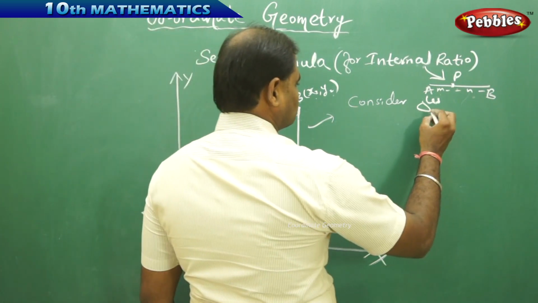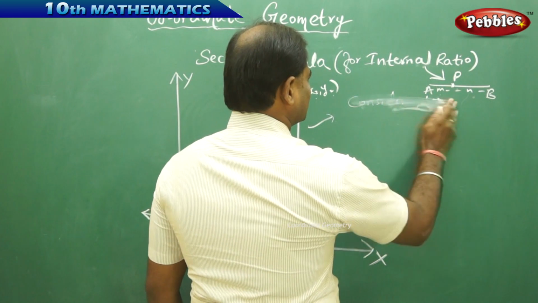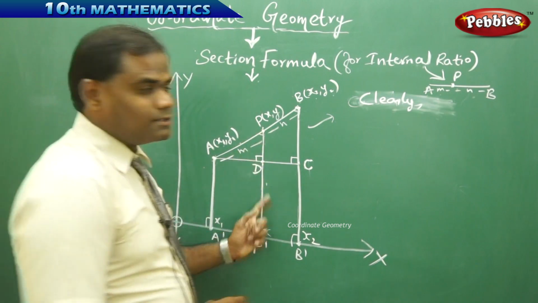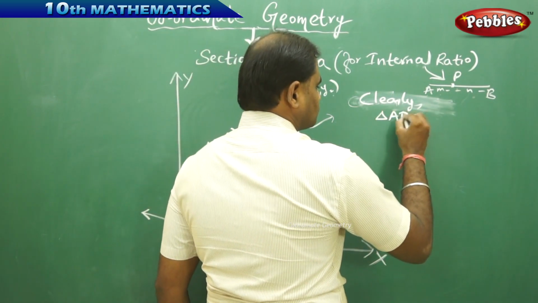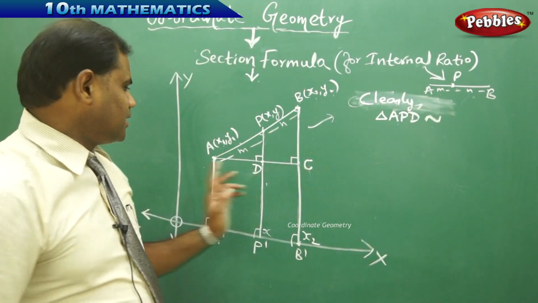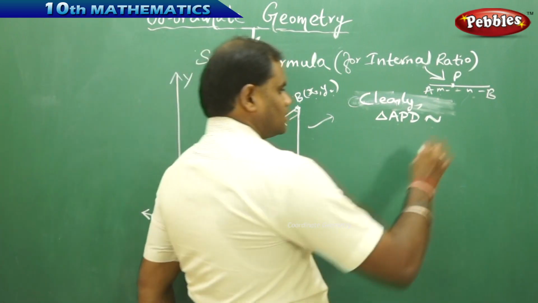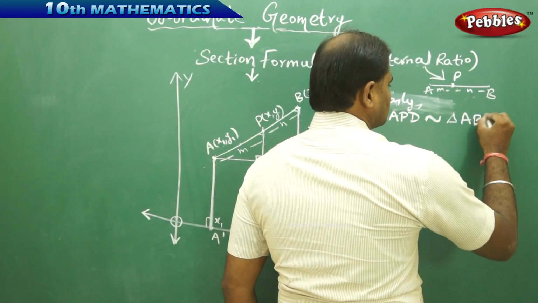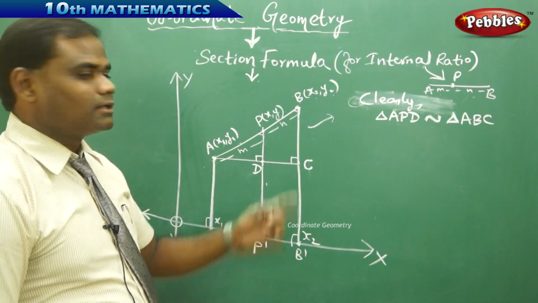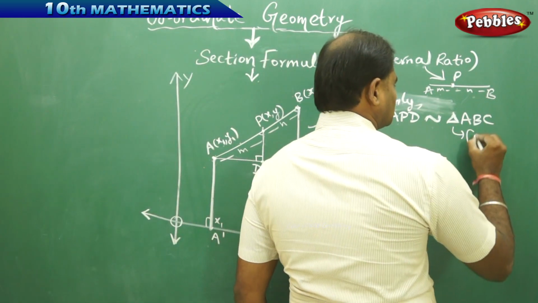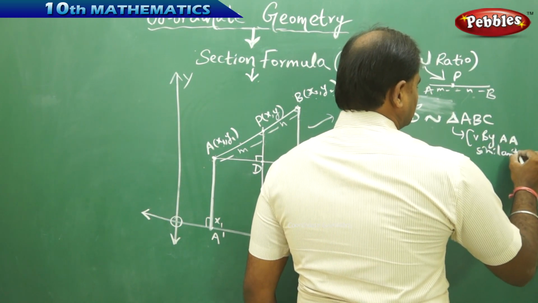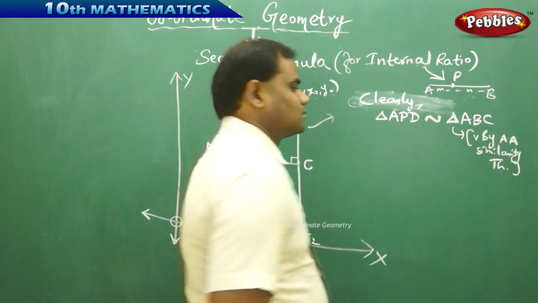So for triangles, I can say that clearly triangle APD is similar to triangle ABC. The symbol for similarity is this. So I get the two triangles similar by AA similarity, since by the AA similarity theorem I get the two triangles similar.